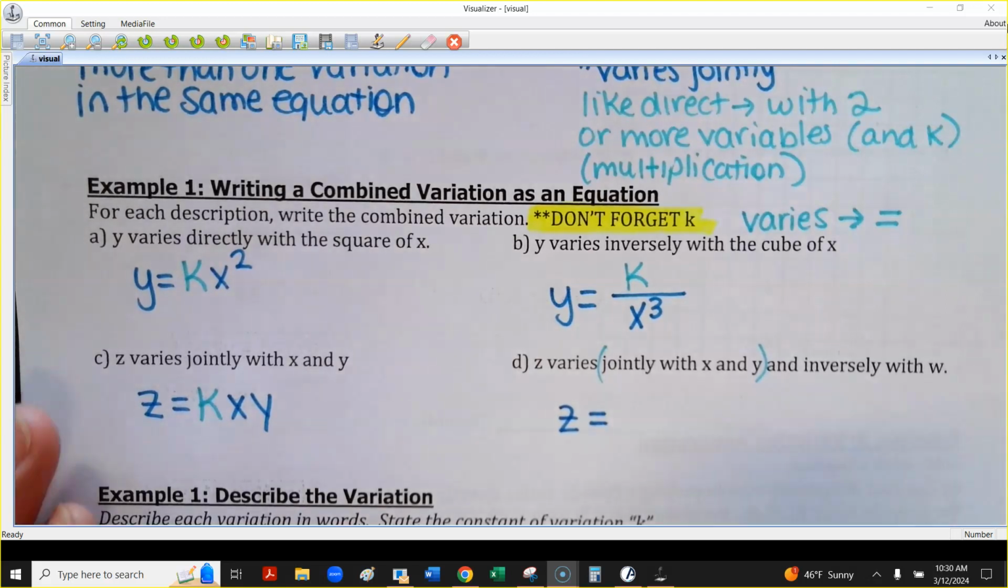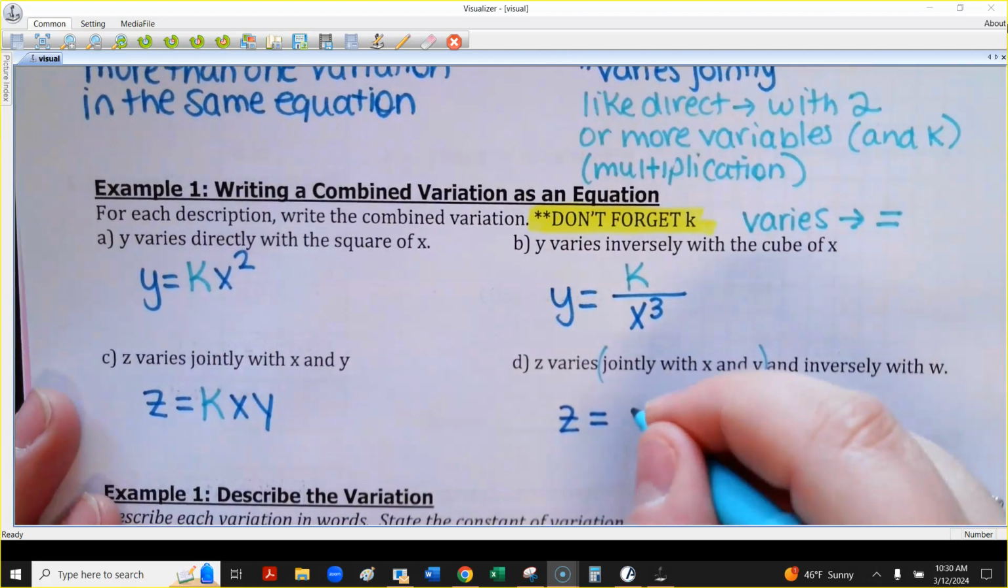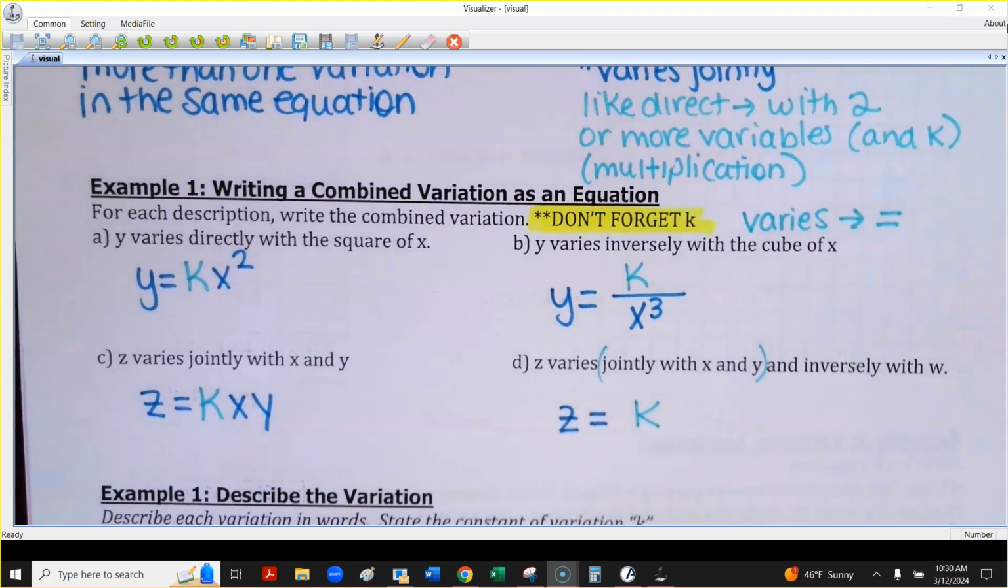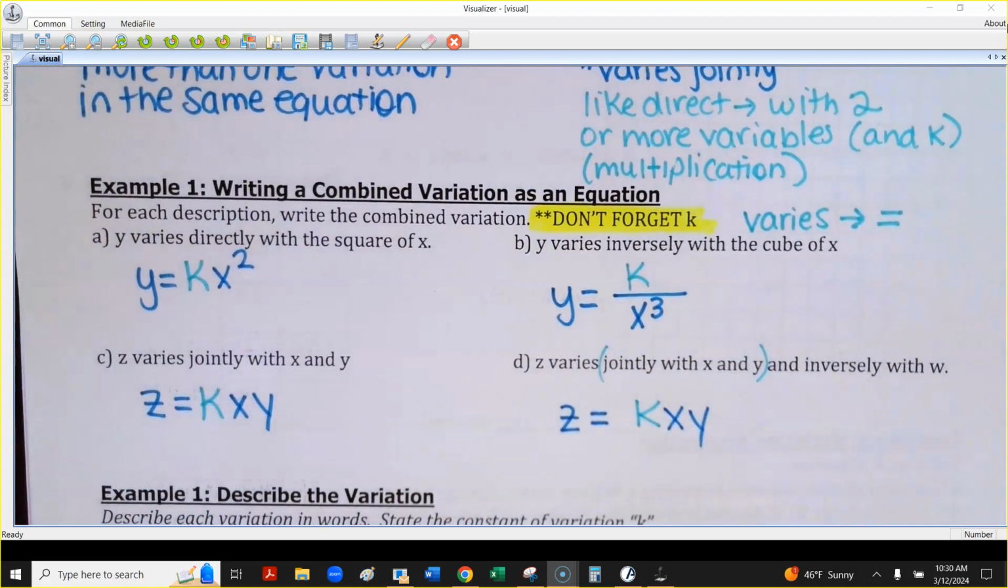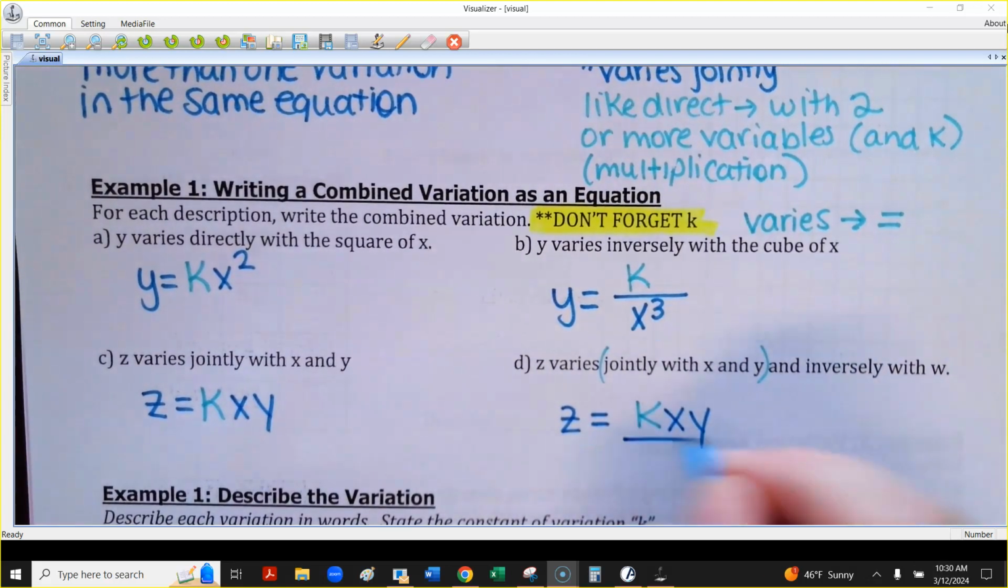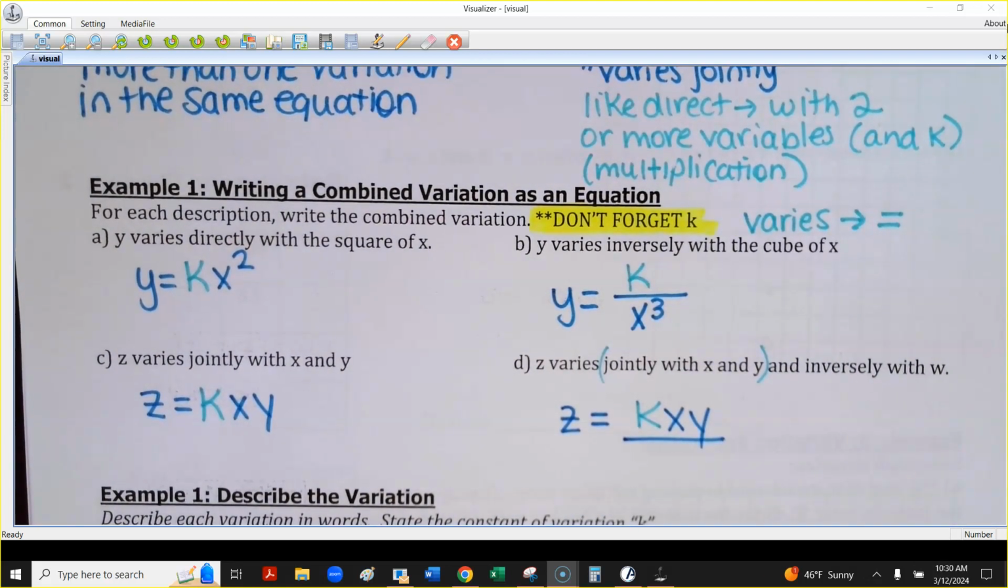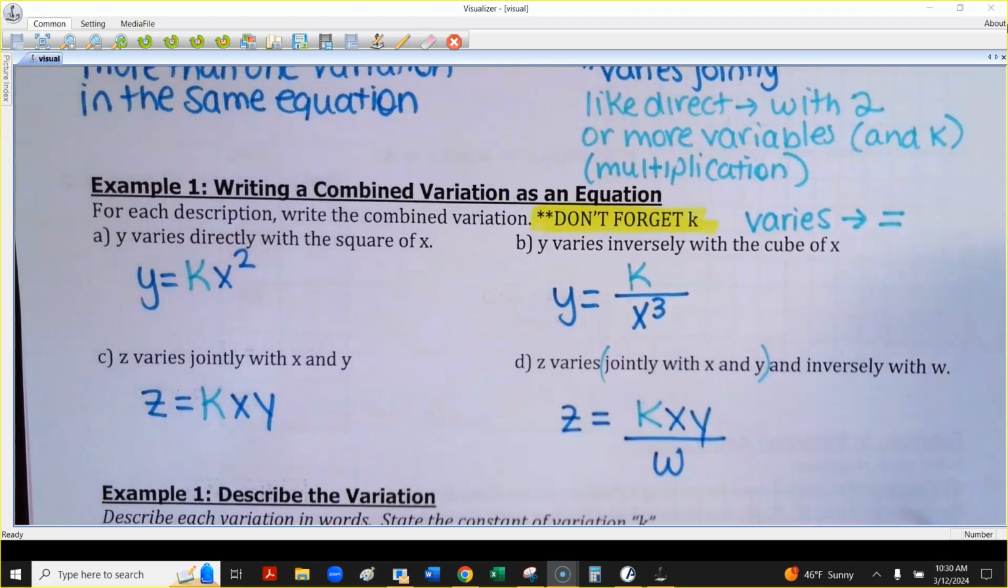All right, so jointly, I'm just going to put a k, x and y, so super similar to what we just did. Then it says and inversely, so I'm just going to turn it into a fraction. Inversely with w, I would just put the w variable underneath that. So if you've got a direct and an inverse within the same problem, the constant of variation will be in the top. Is anybody having a question?